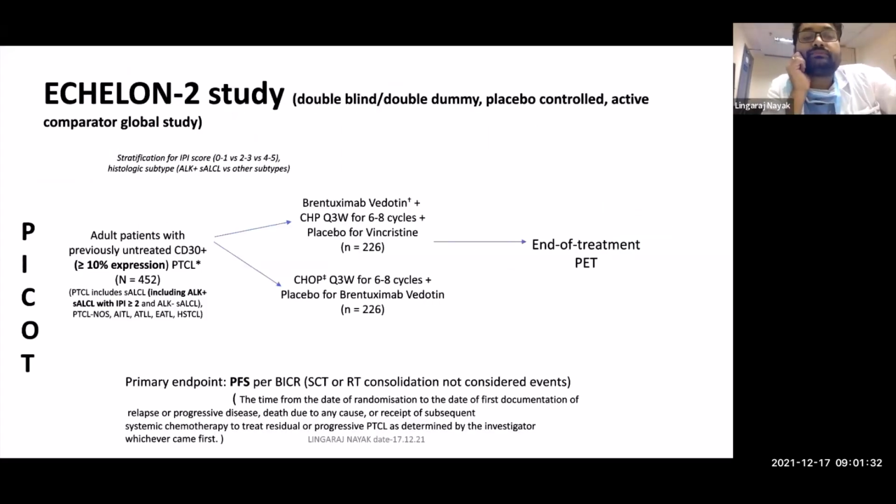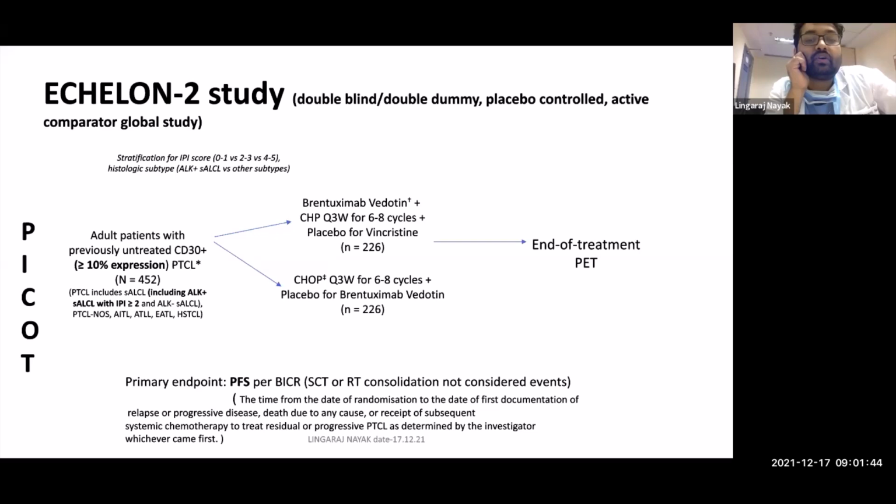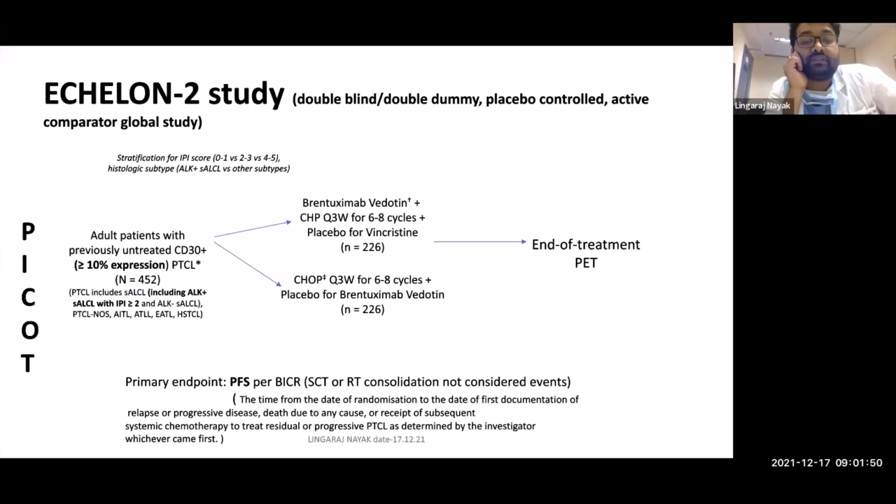Okay, so now let's come to the most recent study in ALCL, I would say PTCL NOS, which is the ECHELON-2 study. It was a double-blind, double-dummy study because brentuximab was replaced with vincristine in the comparator arm, as there were concerns of cumulative neurotoxicity. So that's why it was double dummy. And it's a global study. The population studied was adult patients who have at least more than 10% expression of CD30, because brentuximab is a CD30-targeted ADC.